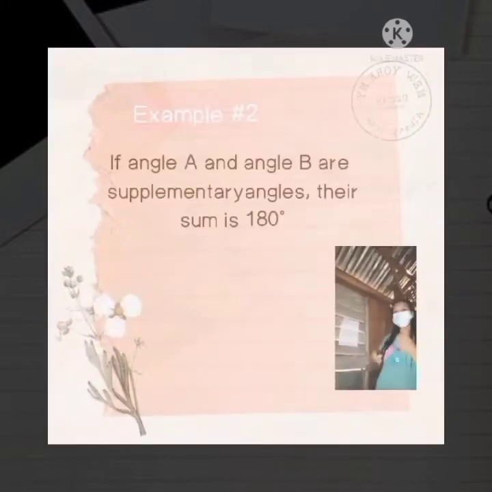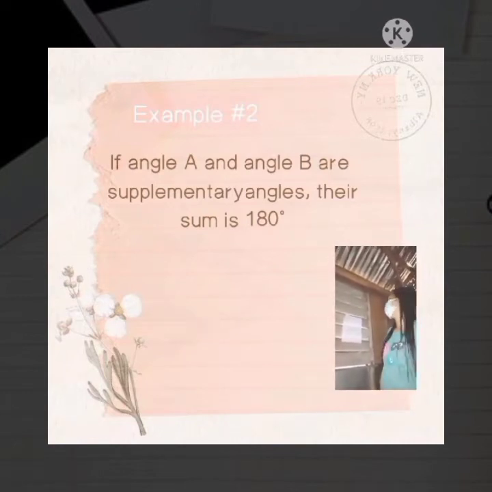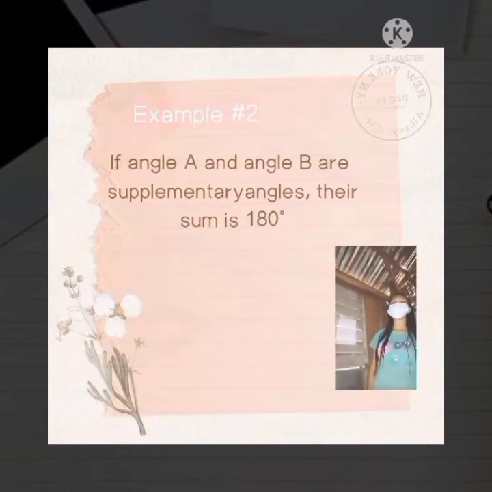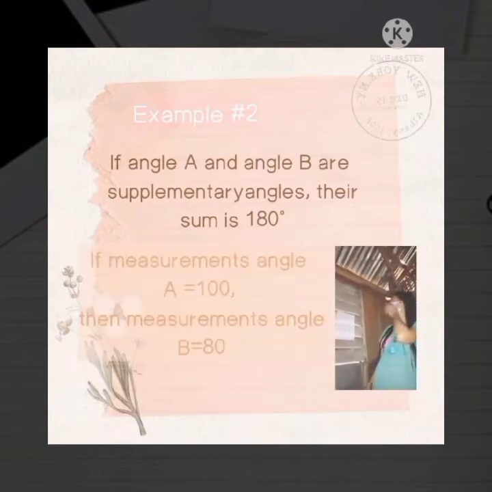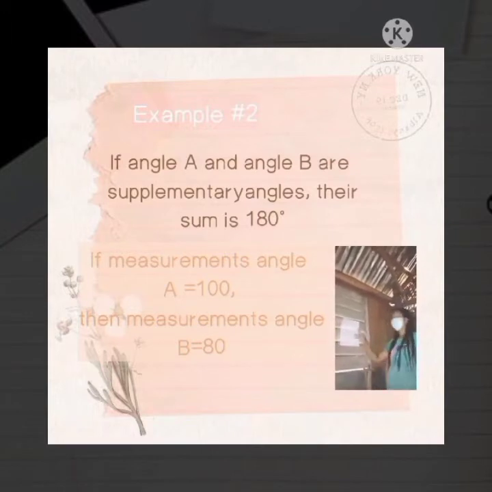Example number 2. If angle A and angle B are supplementary angles, their sum is 180 degrees. And if the measure of angle A is equal to 100, then the measure of angle B is equal to 80 degrees.